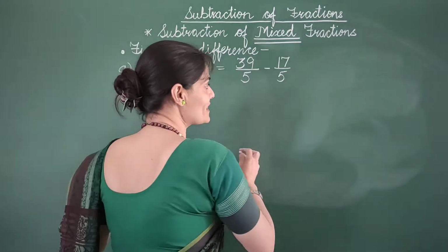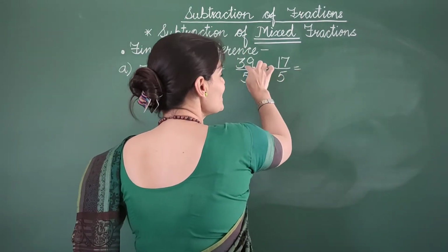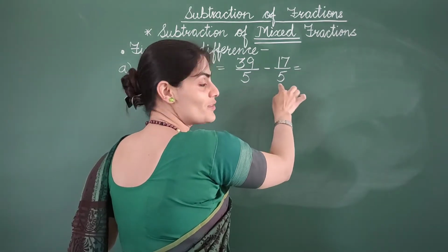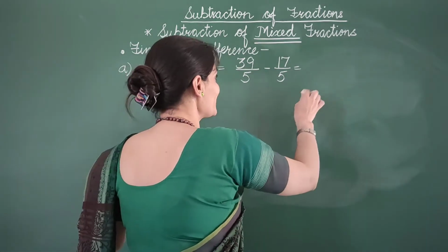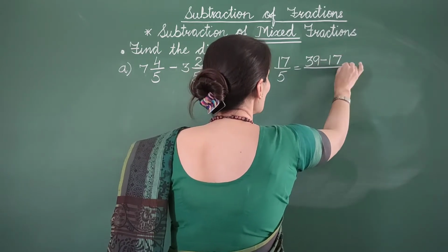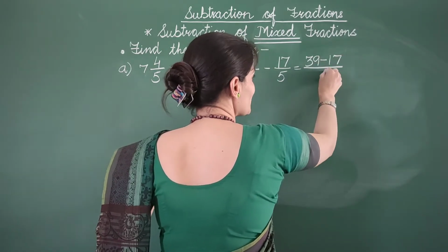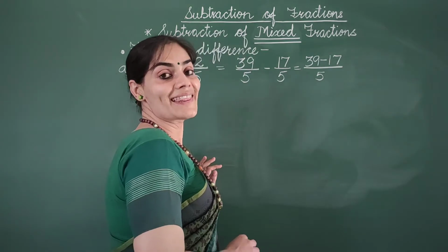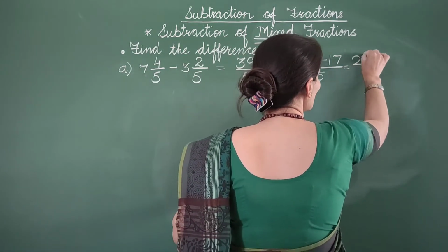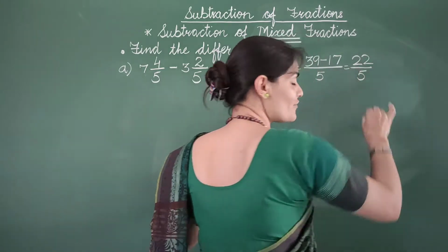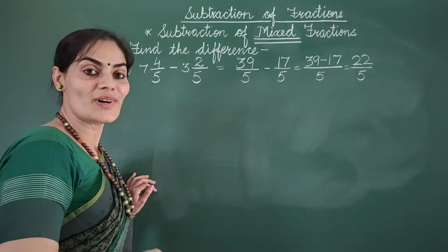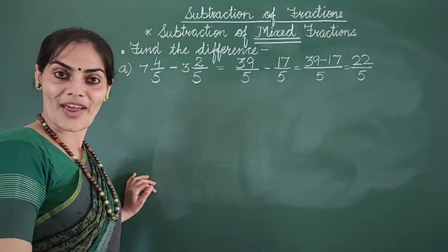So one simple thing, and that is we find the difference between the numerators and we write the common denominator. So 39 minus 17 upon the common denominator, which is 5. And 39 minus 17 is equal to 22 upon 5, which is our answer. And if you want, you can convert it to a mixed fraction again.